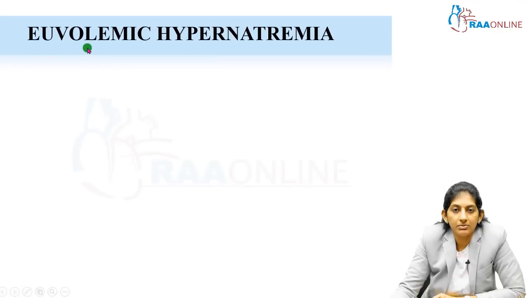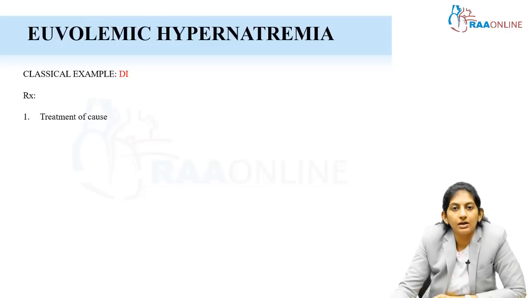What about euvolemic hypernatremia? What is the prototype example? Example is DI, diabetes insipidus, right? So what you do in euvolemic hypernatremia is, first, what is the cause we have to identify. Sometimes it can be tumors or hypothalamic dysfunction, cellular or supracellular tumor. So if it is a neurological one, get a neurosurgeon's opinion, and start treating the underlying cause. For DI, look if it is a central DI or a nephrogenic DI.